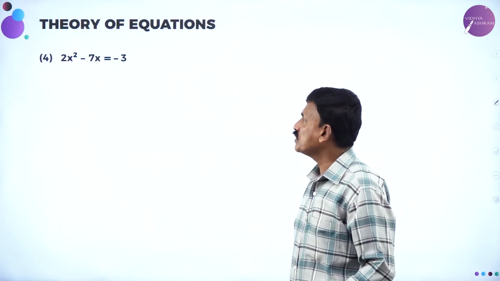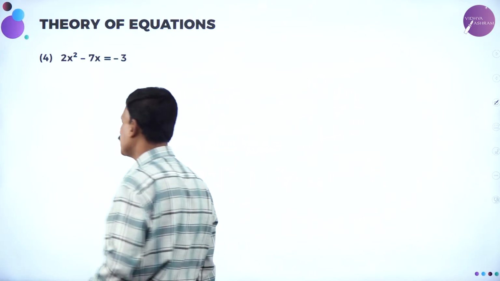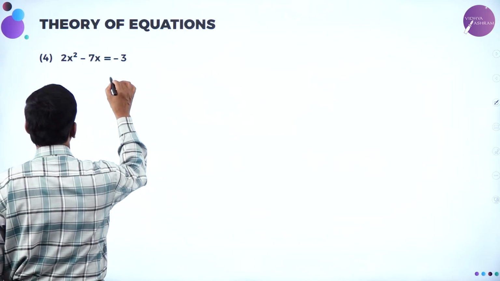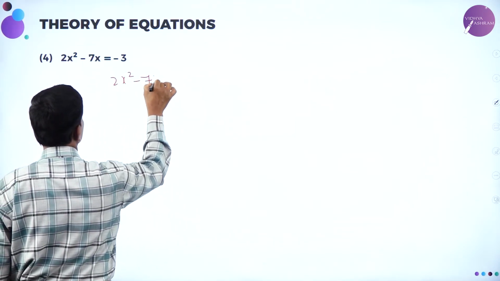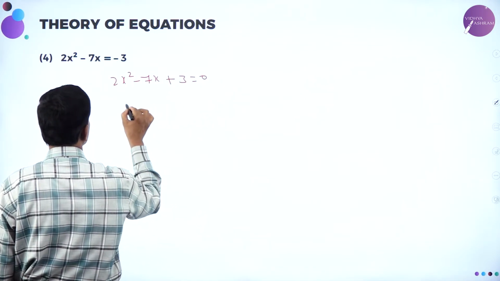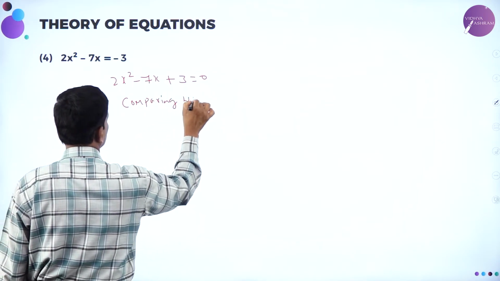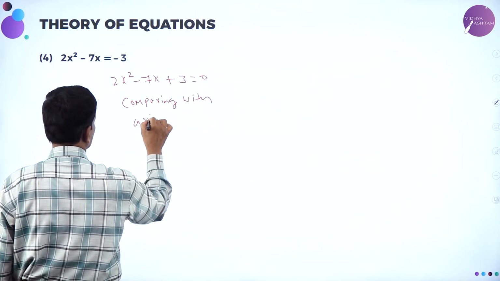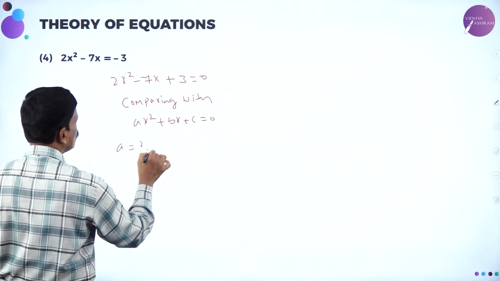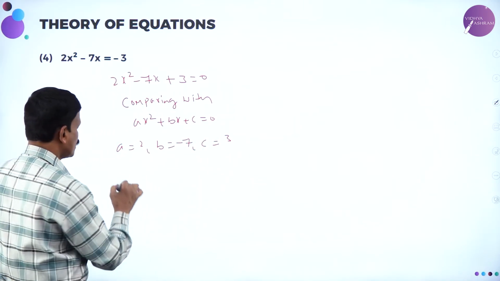Solve 2x square minus 7x is equal to minus 3. So, this can be solved by the method of formula. Using formula, solve this. The given equation is 2x square minus 7x and transfer this minus 3 becomes plus 3 is equal to 0. Comparing with the standard equation ax square plus bx plus c is equal to 0, a is equal to 2, b is equal to minus 7, c is equal to plus 3. What is the formula?